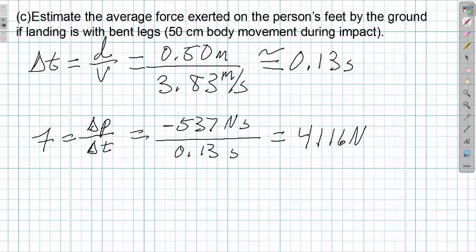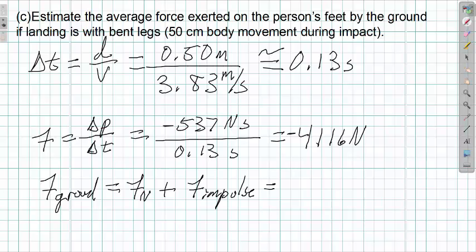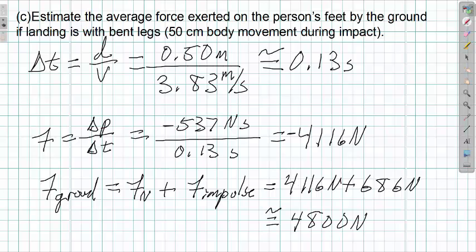4,116 newtons going down. Okay, so remember the force of the ground that we're looking for is going to equal the force of the normal plus the force of the impulse. So that would be 4,116 newtons plus 686 newtons to give us a total of approximately 4,800 newtons. Now that's still a lot. That's several times a person's body mass, but it shouldn't break any bones. So be sure when you're jumping to bend your legs.